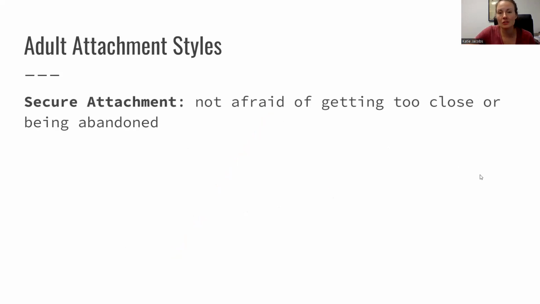There's also adult attachment styles. And there are three major ones that we're going to talk about. One is secure attachment. People who have secure attachment are not afraid of getting too close or being abandoned. About 60% of adults have this type of attachment style. Some attachment researchers would say that a lot of this stems from childhood, and whether you're able to form secure attachments with your caregivers. But with adult attachment styles, this refers to a romantic partner.